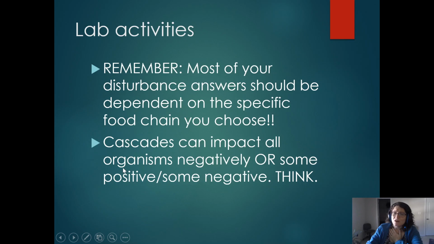Cascades can impact all organisms negatively, or some get a positive and some get a negative. Remember the cascades that I talked about, how top-down cascades affect some organisms up, some organisms down, depending on the organism, okay? Think about what is causing it. Bottom-up usually affects everything badly, okay? But is it a bottom-up or a top-down? Read the card closely.